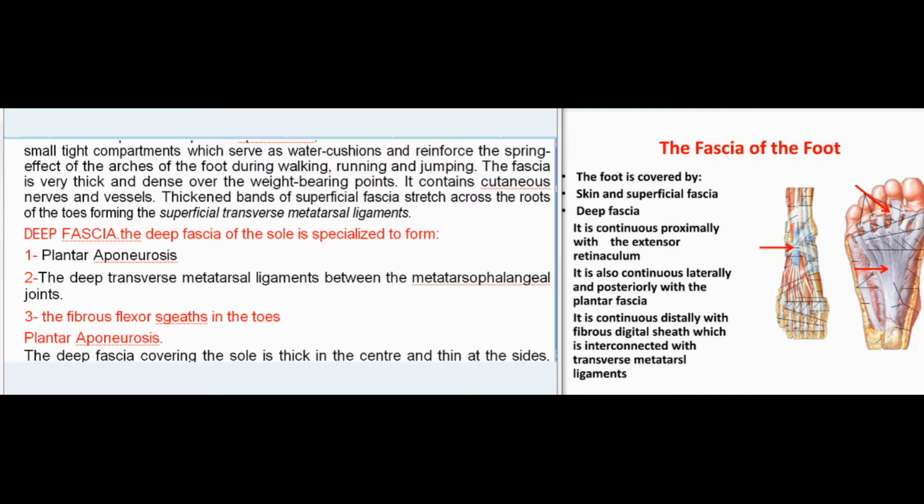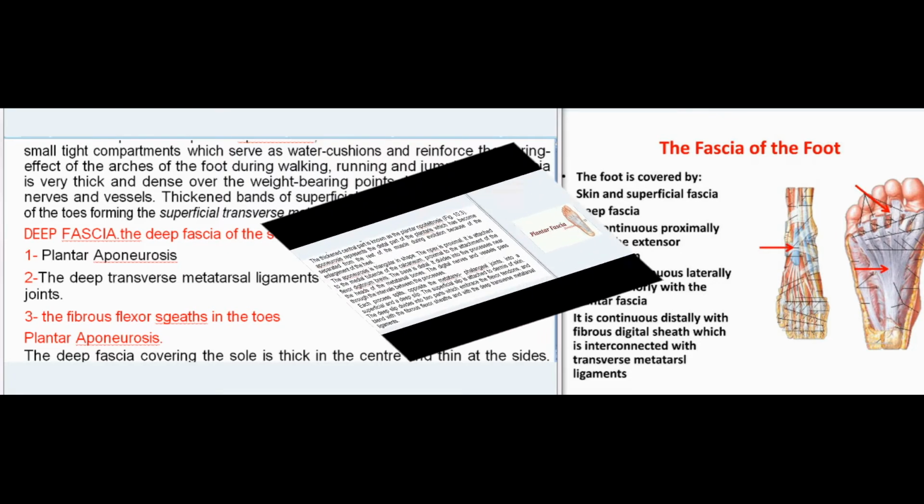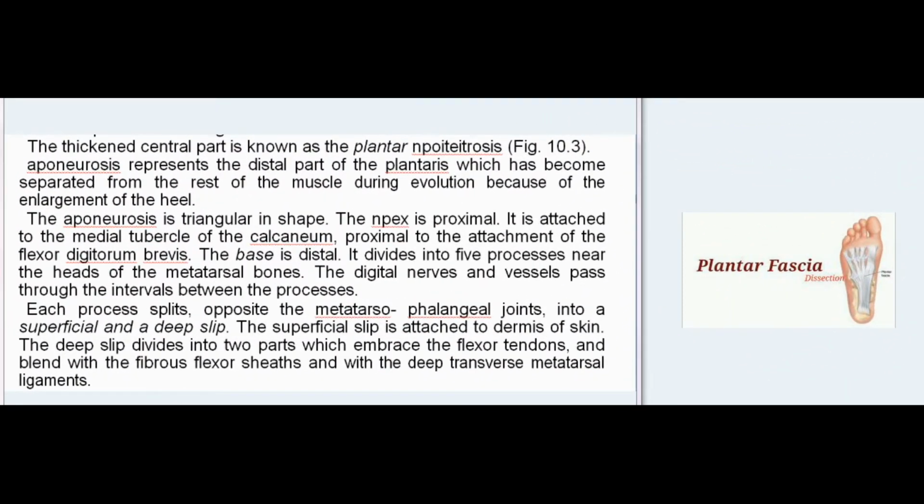Deep fascia. The deep fascia of the sole is specialized to form 1. Plantar aponeurosis. 2. The deep transverse metatarsal ligaments between the metatarsophalangeal joints. 3. The fibrous flexor sheaths in the toes. Plantar aponeurosis. The deep fascia covering the sole is thick in the center and thin at the sides. The thickened central part is known as the plantar aponeurosis, Fig 10.3.